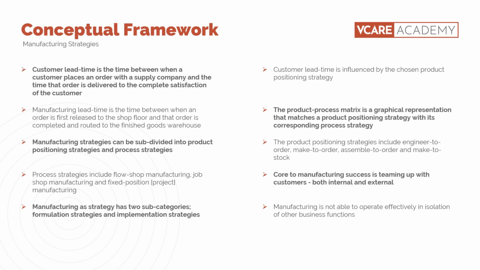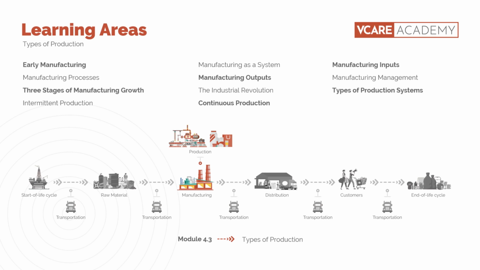Module 4.3, type of production. We'll talk a little bit about early manufacturing and manufacturing as a system. We'll look at manufacturing inputs, processes, and outputs, and look at manufacturing management. We will continue with the 3 stages of manufacturing growth: the Industrial Revolution, types of production systems, intermittent production, and continuous production. The learning outcomes in this module.